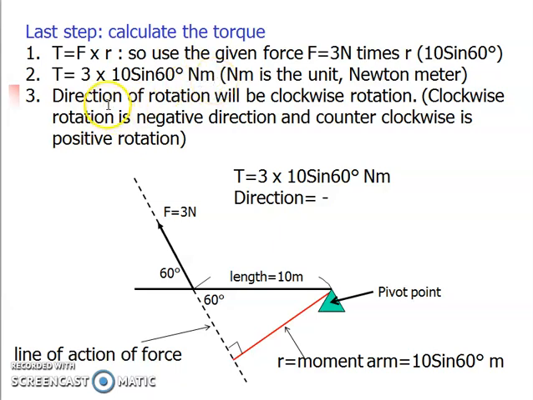One last thing you cannot forget is the direction of torque. The way it rotates is causing a clockwise rotation. And as we previously defined, clockwise rotation for torque is considered a negative direction. And that's how you calculate torque for a simple question like this.